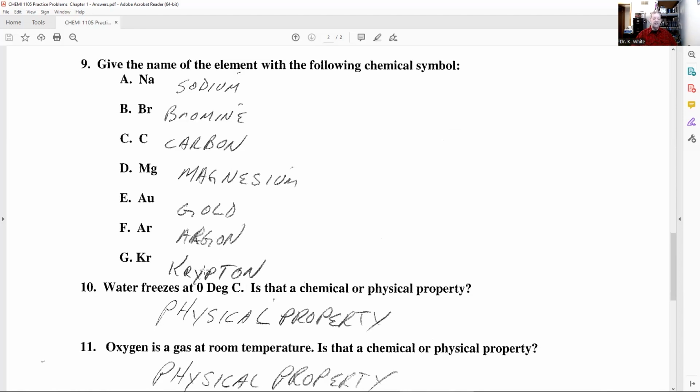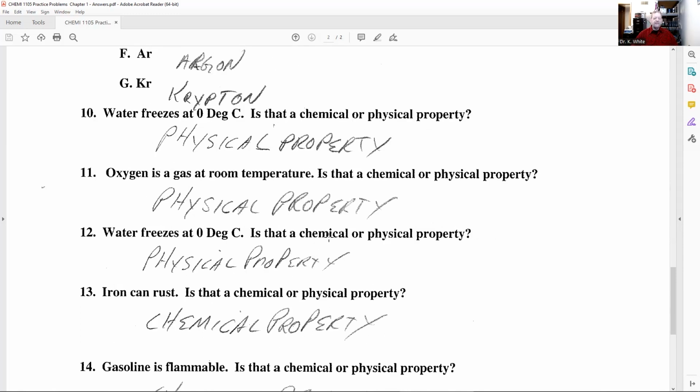And I have some others. Kr is krypton. In our universe, unless it got stolen to another universe, krypton is a colorless gas at room temperature, not a green solid that kills Superman.